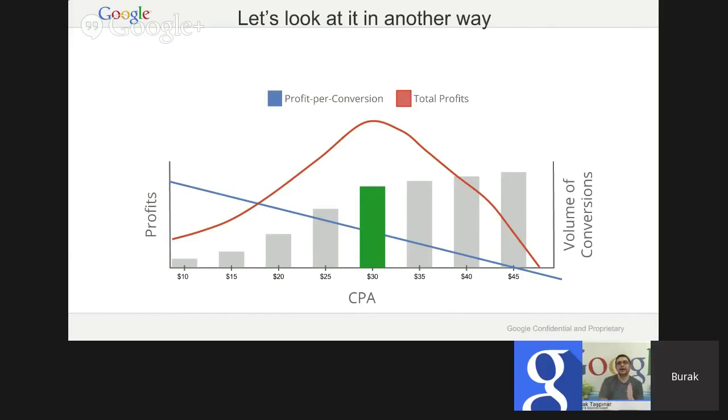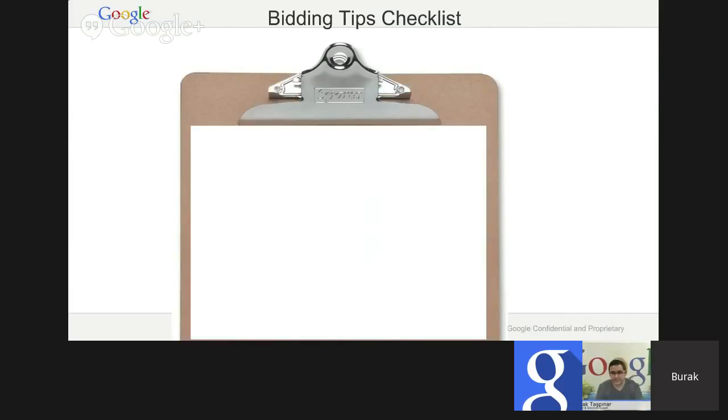So I'm not saying go for the highest CPA or go for the first position. No, try to find your best sweet spot for the maximum total profit. It doesn't matter if you appear in first position or second or third, but try to be at the top slot, above organic search results.